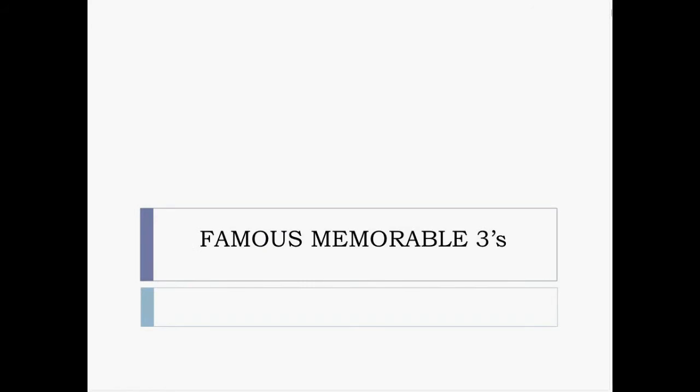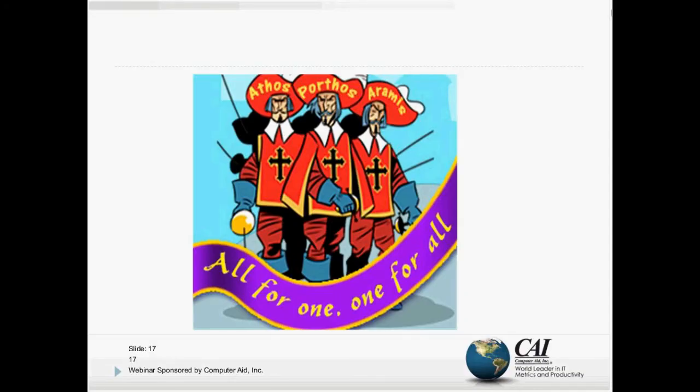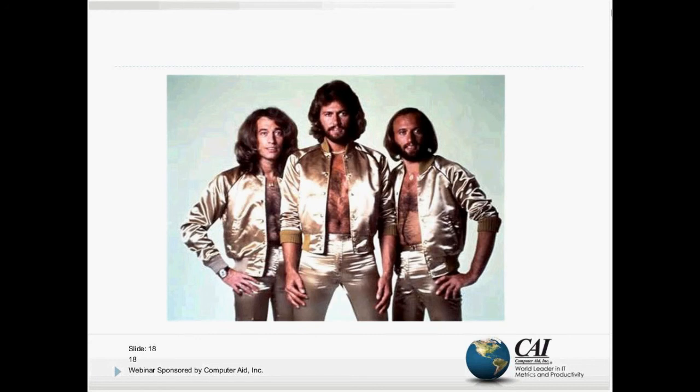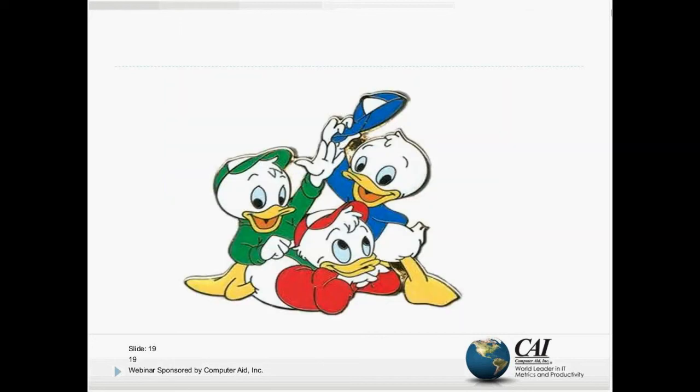To try to impress the number 3 in your head, I came up with a few famous, memorable 3s that I thought might be appropriate here. And you're all kind of muted, but shout out the answers when you know them. Here's a famous 3 that I hope gets ingrained in your mind, and that happens to be the 3 Musketeers. So they found great success in working in 3. And here's certainly a pop group that found a lot of success working in 3s, the Bee Gees. I think we know who these guys all are.